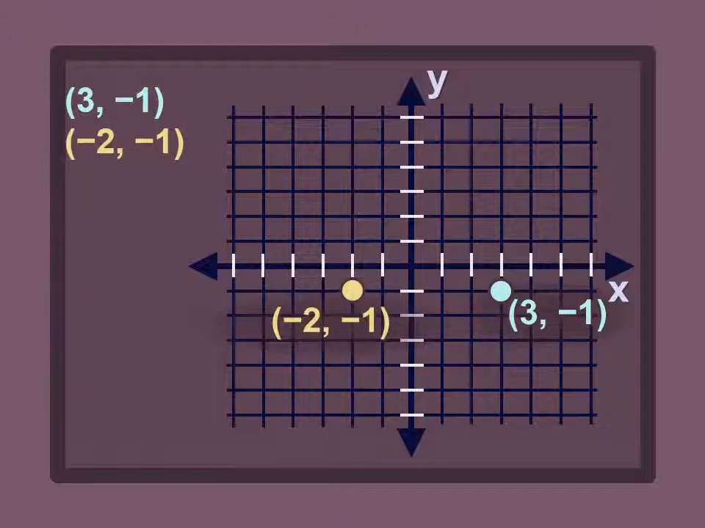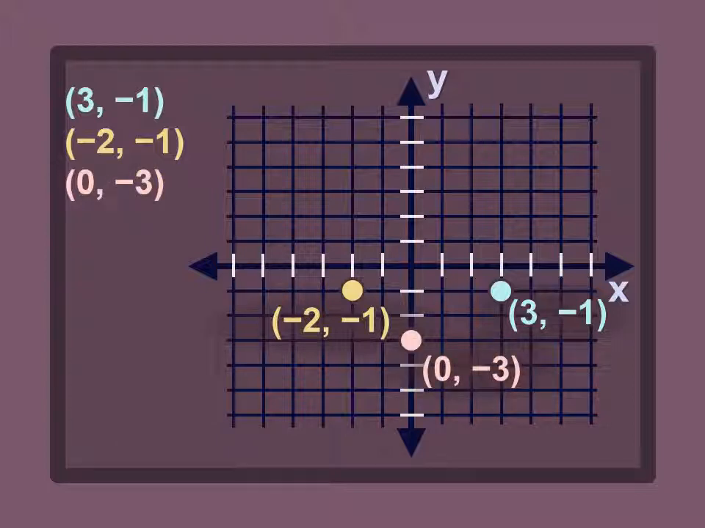Okay, now we're going to do -2, -1. The -2 is the x coordinate, which is the horizontal movement. So we're going to go backwards 2 because it's negative. 1, 2, so that was -2. Now the -1 is the y coordinate, which is vertical. So we're going to go vertically -1, which means we're going to be going down 1. So there's our point -2, -1.